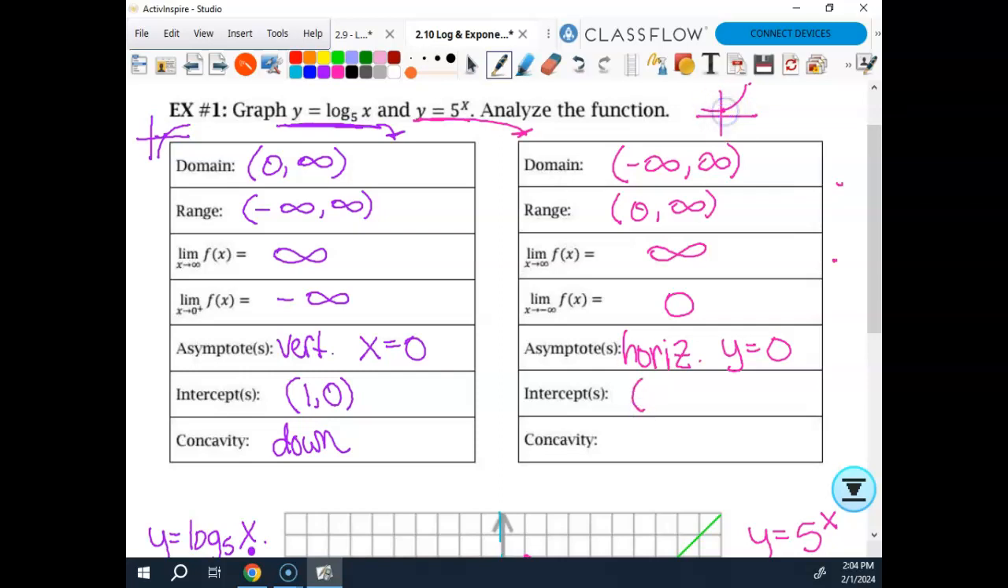What is this? 0, 1. Okay. And it is concave what? Up. Okay. Everybody good so far? Okay. Any questions? All right. Flip it over.